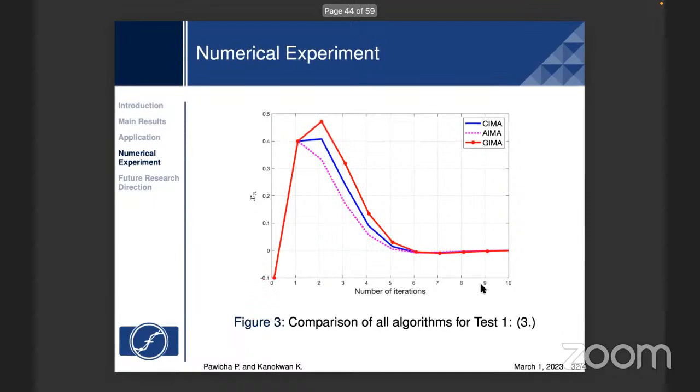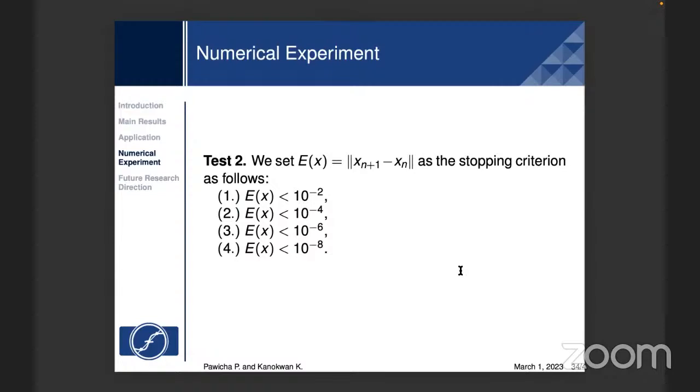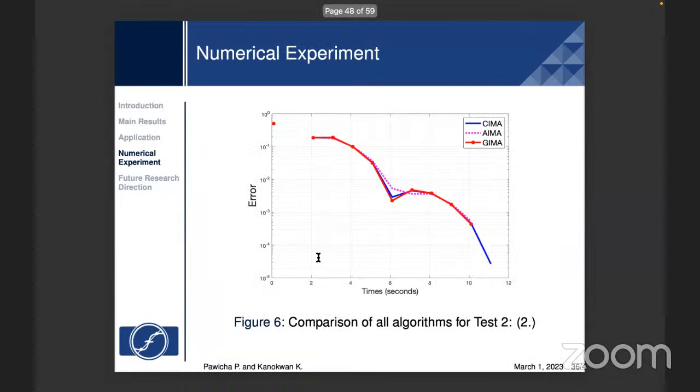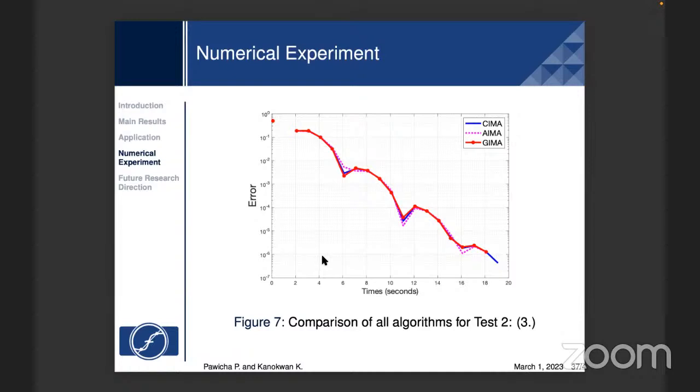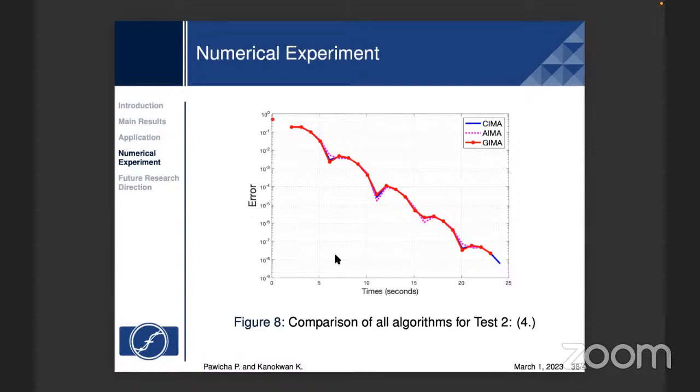So for the second test, we set a stopping criterion, and we consider four cases as well. So this is the first case, second case, the third case and the fourth case. So it seems that the three algorithms are not quite different. However, we show only one example, so I cannot conclude the result right now, but we give the following future research directions.